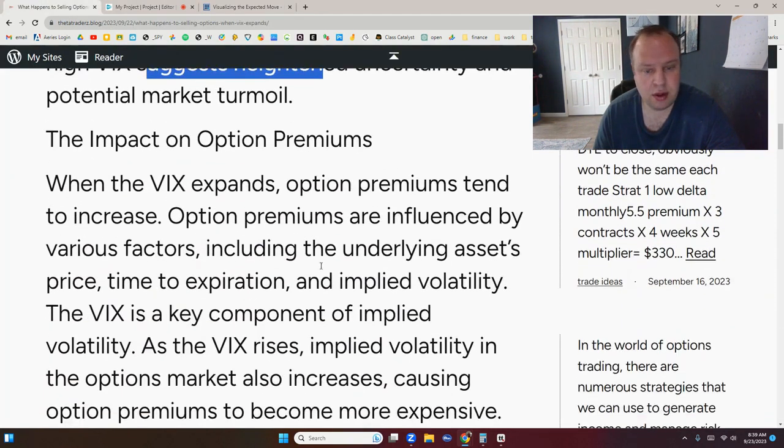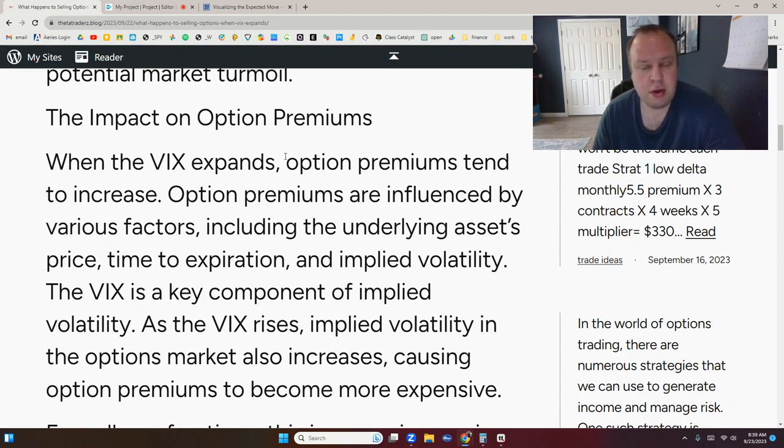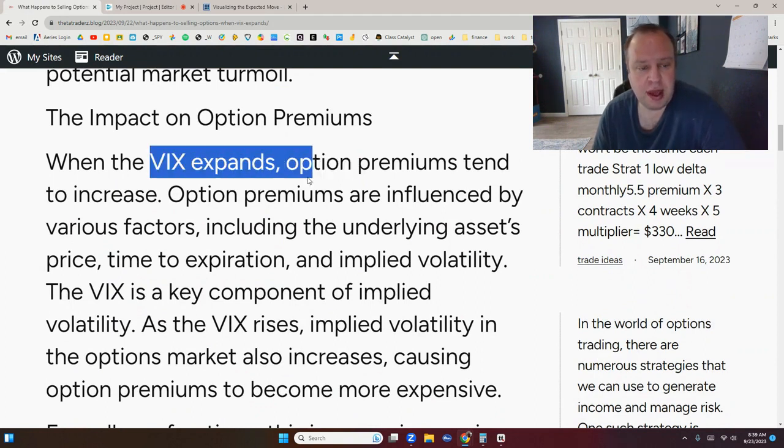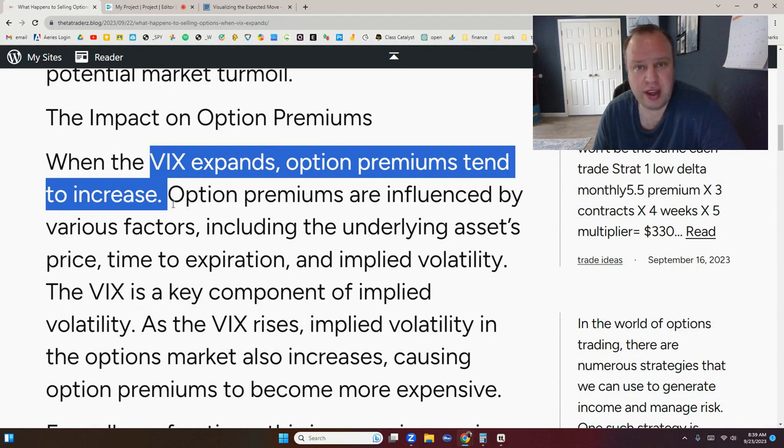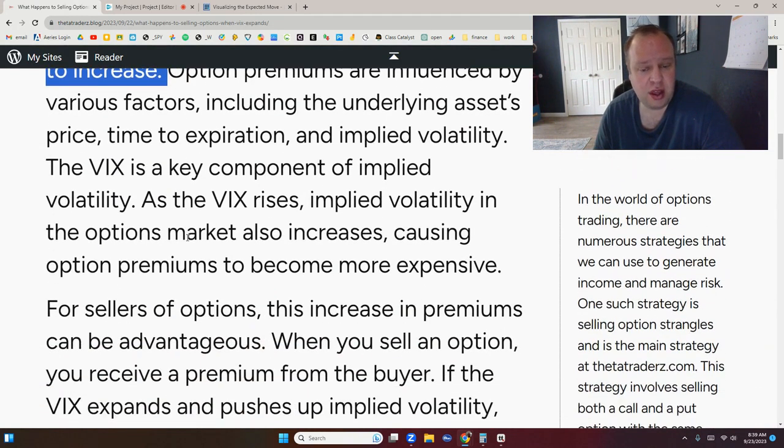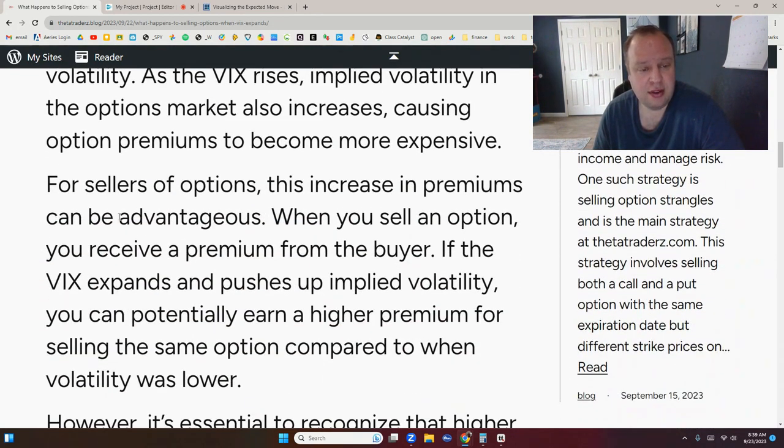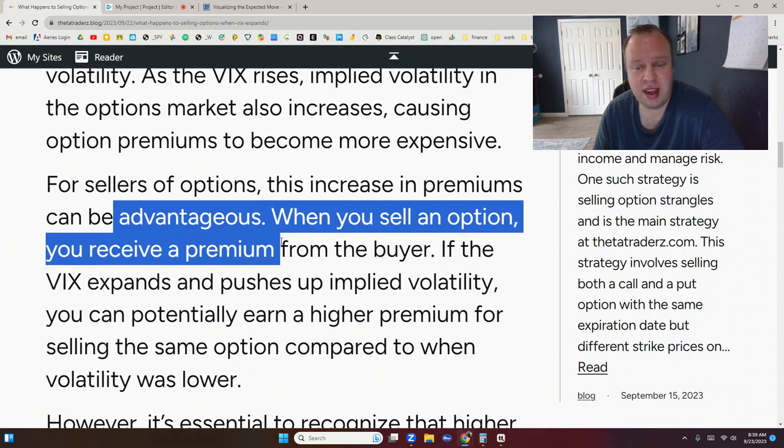So the impact on your margin and premiums: when the VIX expands, the option premiums tend to increase because of that increased uncertainty. And for sellers of options, this usually can be advantageous because when you sell an option, you receive the premium from the buyer. When the VIX is higher, in general, you might want to have additional funds available so you could be selling option premium because you're taking in more premium at that time.